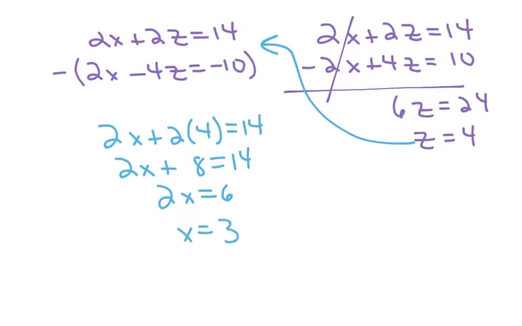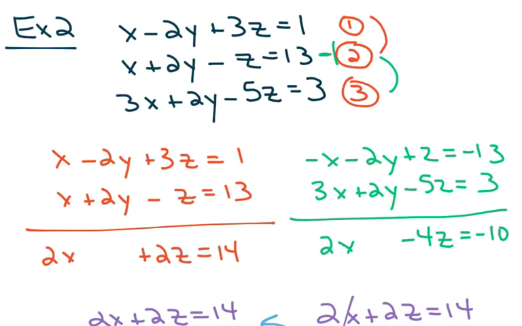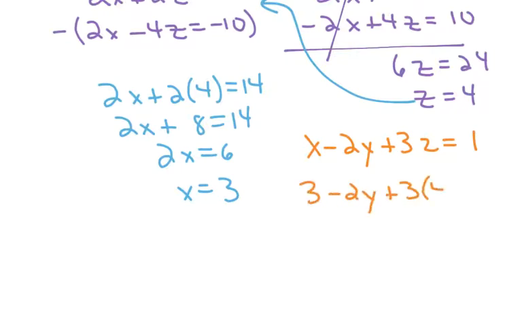Now I know x and z. I'm going to plug it back into one of the 3 original equations to find y. And it doesn't matter which one I pick. For no apparent reason, I'll just pick the first equation, which was x minus 2y plus 3z equals 1. So x is 3 and z is 4.